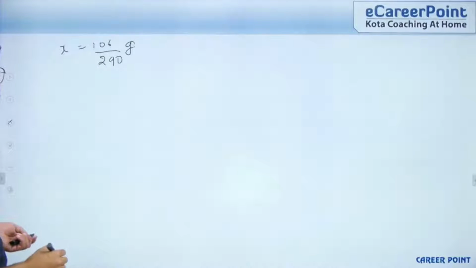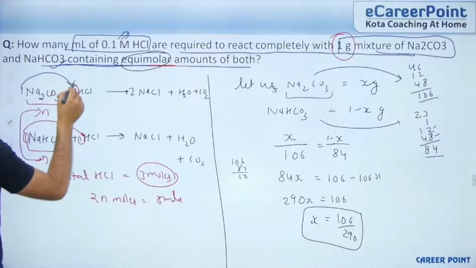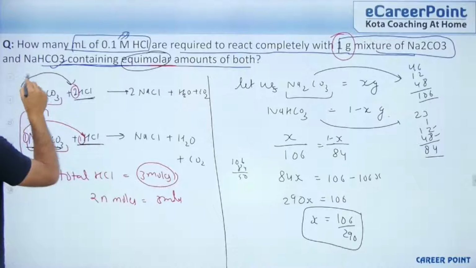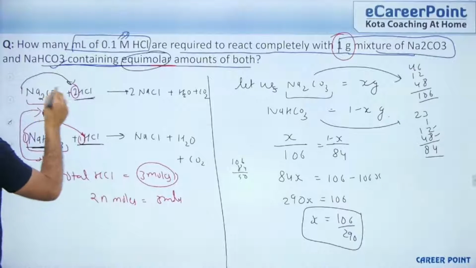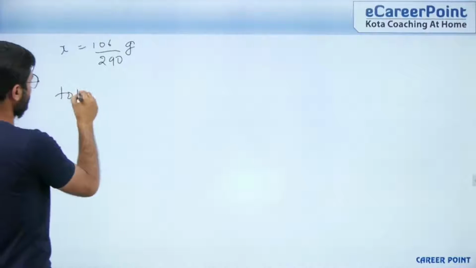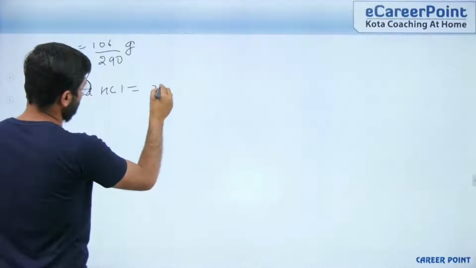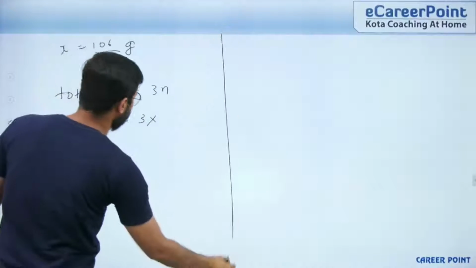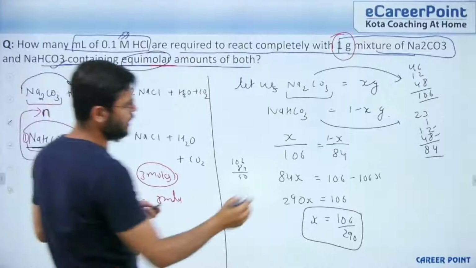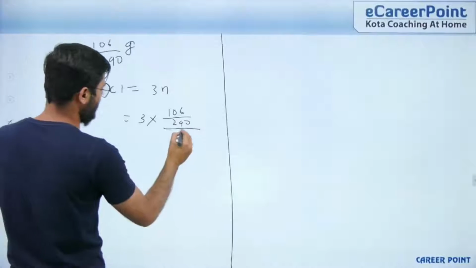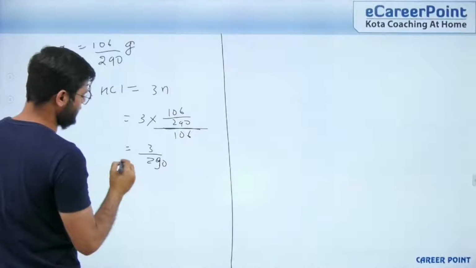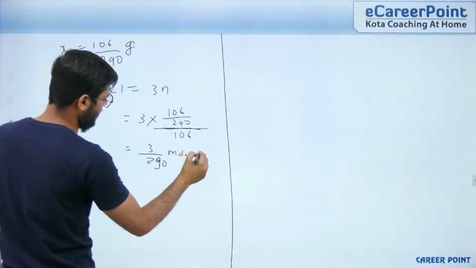Now you can see that 1 mole of this reacts with 2 moles of HCl. 1 mole of this reacts with 1 mole of HCl. So how much HCl do we require? We have, let's say, n mole, so 2n will be required, and n will be required, so total HCl is 3n. So 3 into the number of moles. Number of moles is equal to weight, the x value, divided by the molecular weight 106, so it will be 3 by 290. 3 by 290 is the moles of HCl.